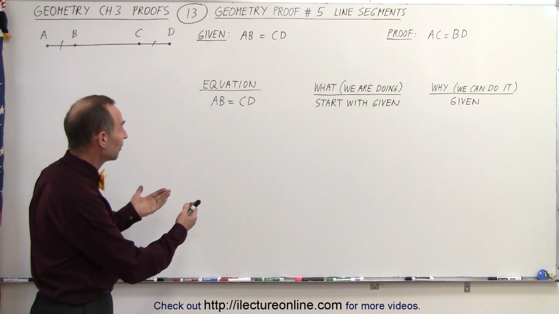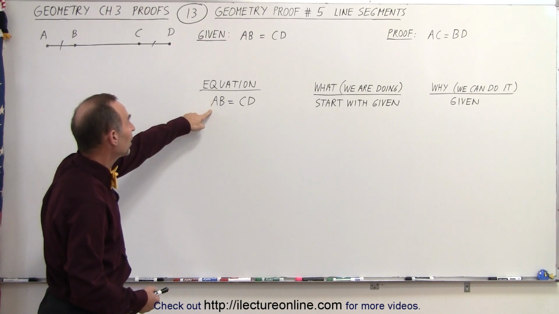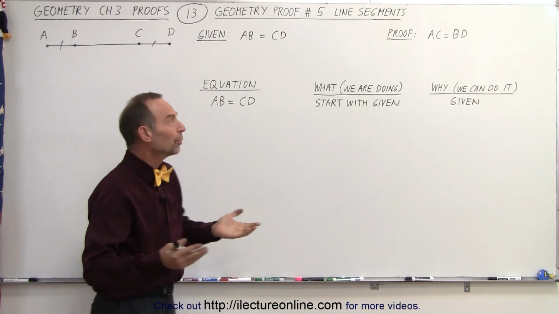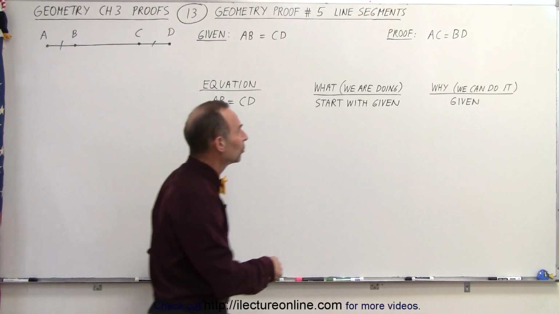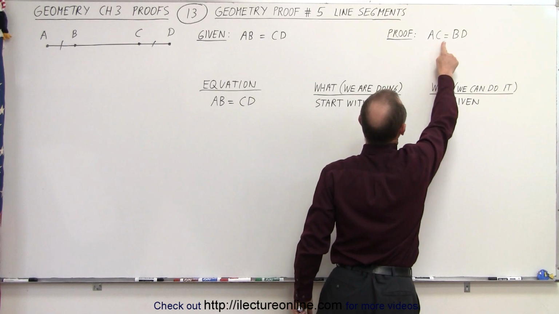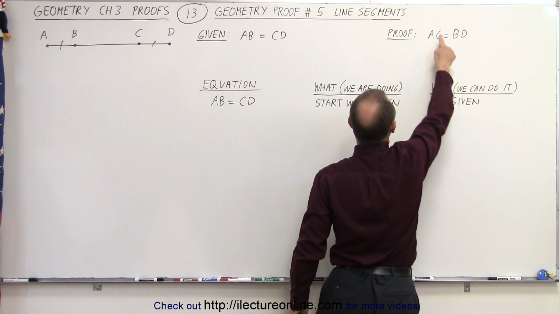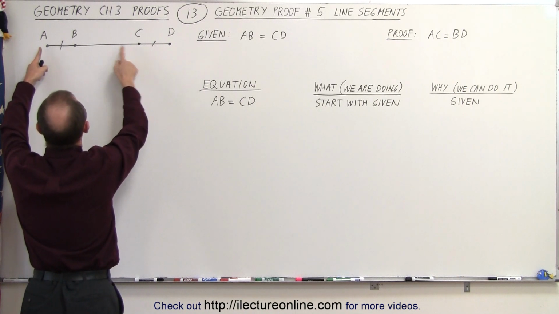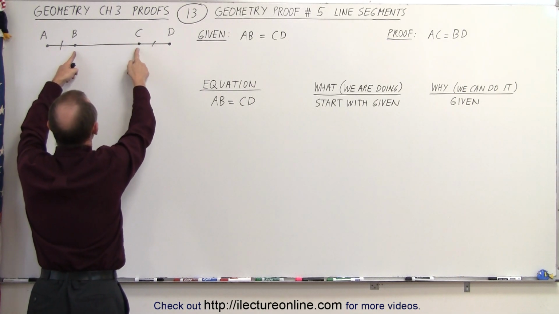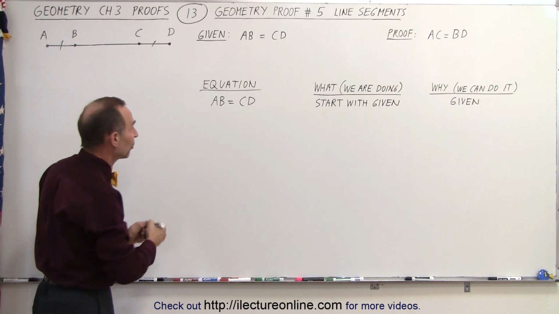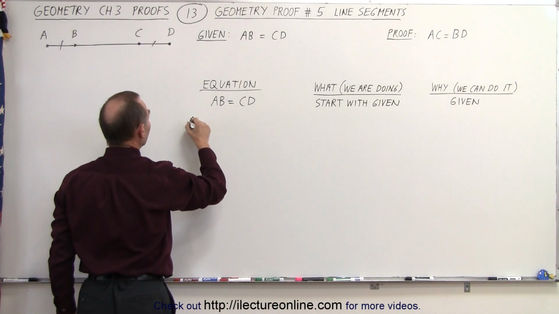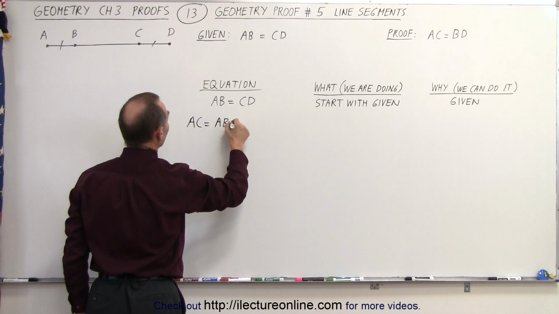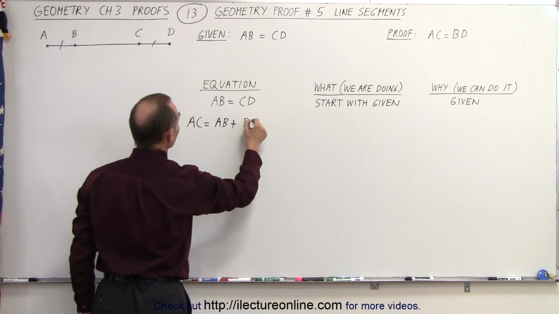Well, we start with what's given. The equation, the length of AB equals the length of CD, so we start with the given. But where do we go next? Well, notice we want to be able to show that AC equals BD. So how do we express AC? Well, AC here looks like it's the sum of length AB plus length BC. So let's write that the length from A to C is equal to the sum of the length from A to B plus the length from B to C.